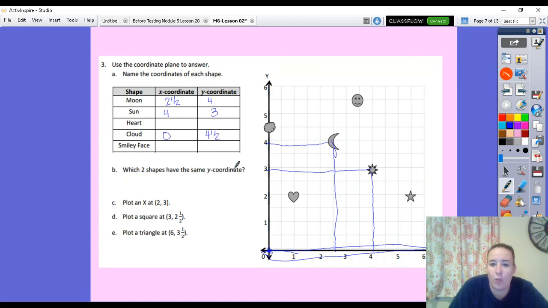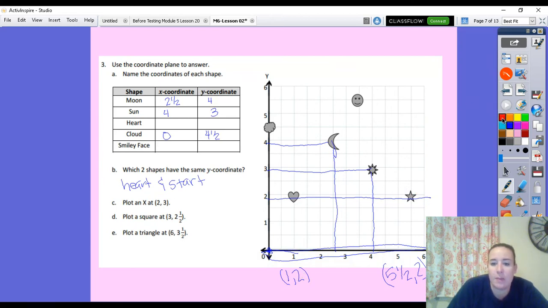Which two shapes have the same Y coordinate? Well, we're looking for shapes that would be in a line horizontally together. And I see at 2, it would be the heart and the star. That's my symbol for and. And the reason why is because the heart is at 1, 2, and the star is at 5.5, 2. So they have that same y-axis.